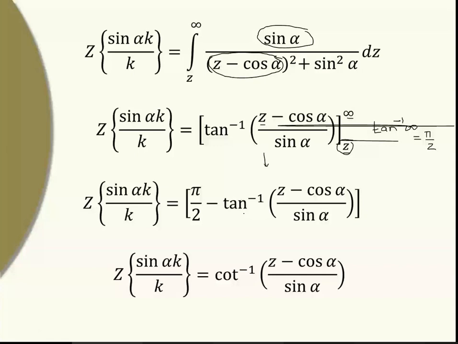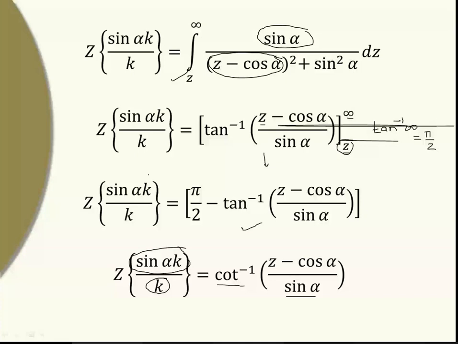No problem. But there is a formula, pi/2 minus tan inverse is cot inverse. So you can use that to simplify it. Cot inverse of (z minus cos alpha)/sin alpha. Okay, so what we have done in this problem, firstly, we find z transform of cos(alpha k), standard formula, and then we use division by k property. And for division, we use integration. So using integration, by simplifying the terms, we can get the answer. Okay.